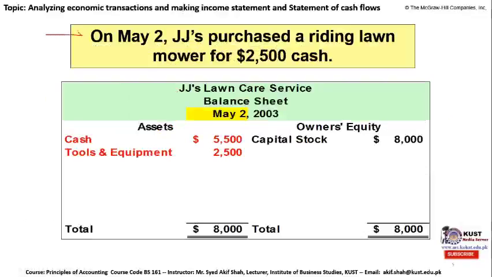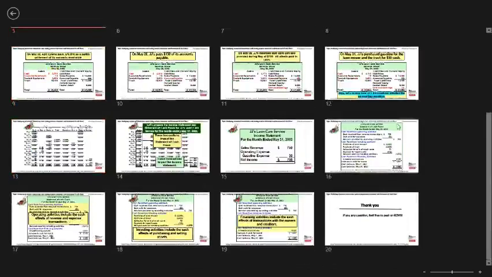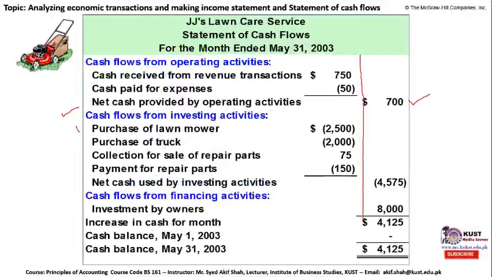The transaction says that on May 2, JJ's purchased a riding lawn mower for $2,500 cash. So this was basically a cash outflow transaction, and since the company purchased an asset, we insert this amount into the cash flow statement as purchase of lawn mower. When the company purchased the lawn mower, it actually paid out cash for purchasing it.